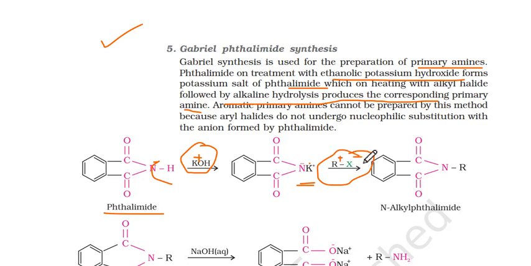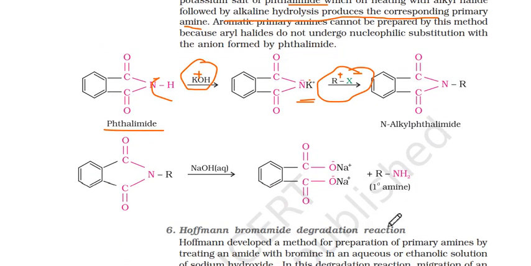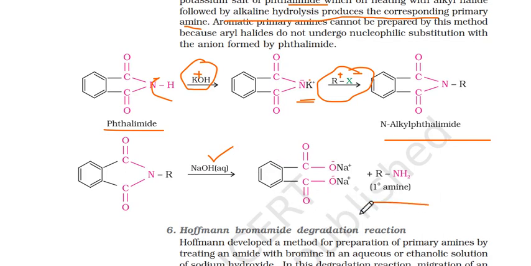So afterwards, what are you doing to this? This N-alkyl phthalimide will be made to react with an aqueous alkaline solution, and on hydrolysis it will yield the primary amine, and this structure will remain as it is as a byproduct. So this Na positive is going to react over here, and this R is going to come out, and NH2 will be reacting with it. So that is the 1 degree amine or primary amine, that's how you get it.